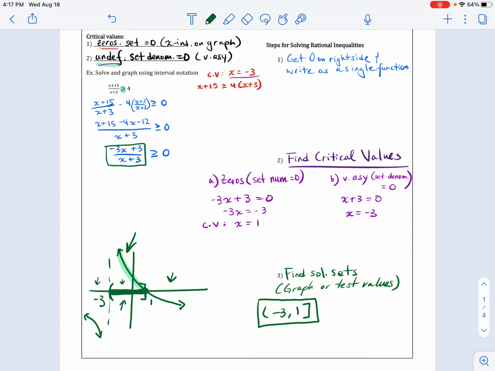Just to recap, again, what we did is we got 0 on the right side. We wrote it as a single fraction. We found our critical values, which are the zeros of the function and the vertical asymptotes. And then we graphed our function to find where our function was greater than or equal to 0, or where we satisfy that inequality.